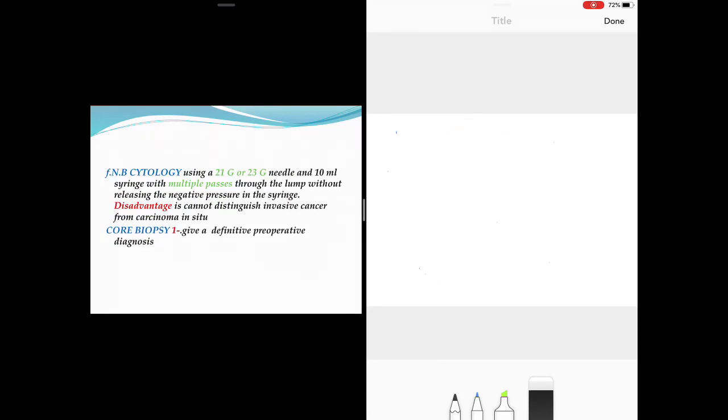What are the disadvantages of the FNAC cytology? It cannot diagnose whether it is invasive or non-invasive.